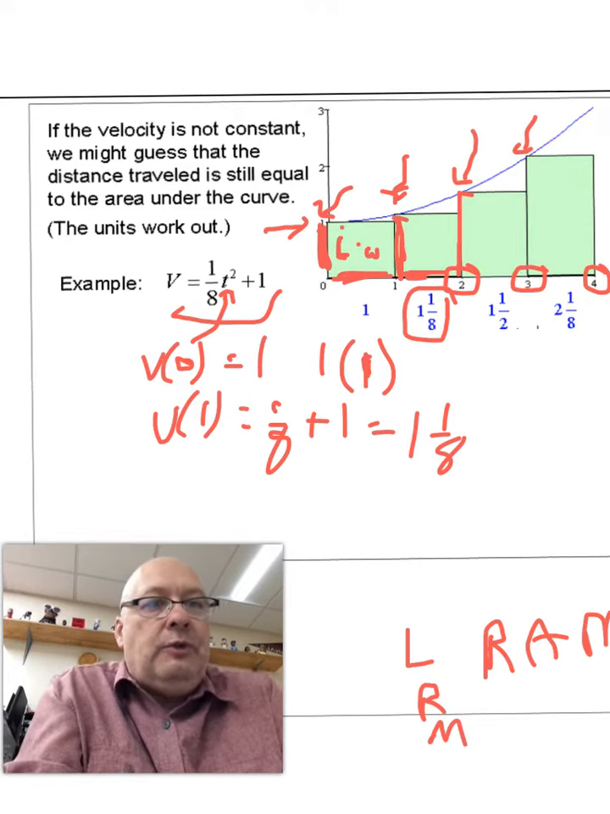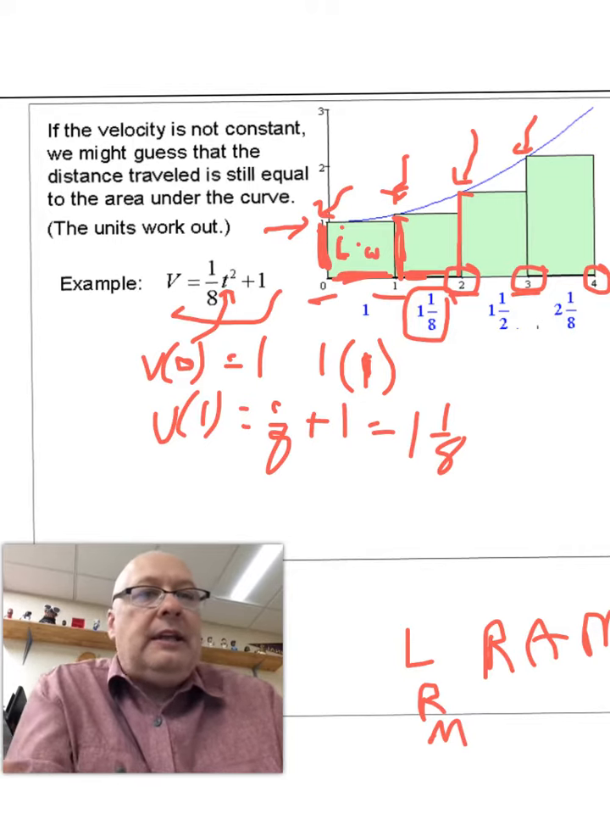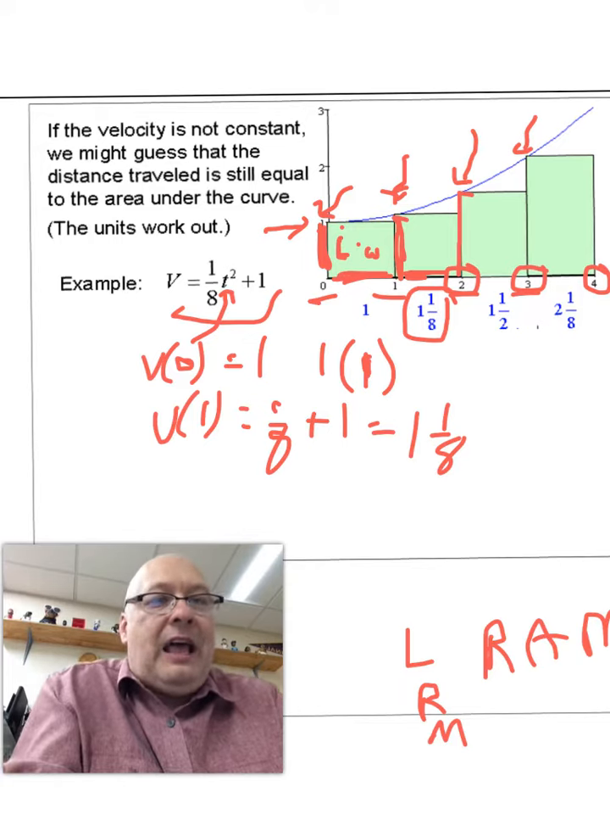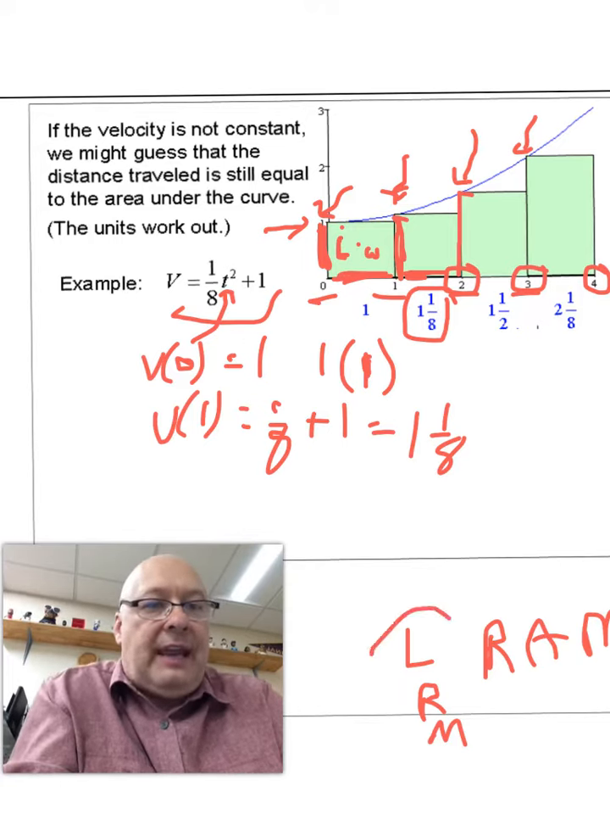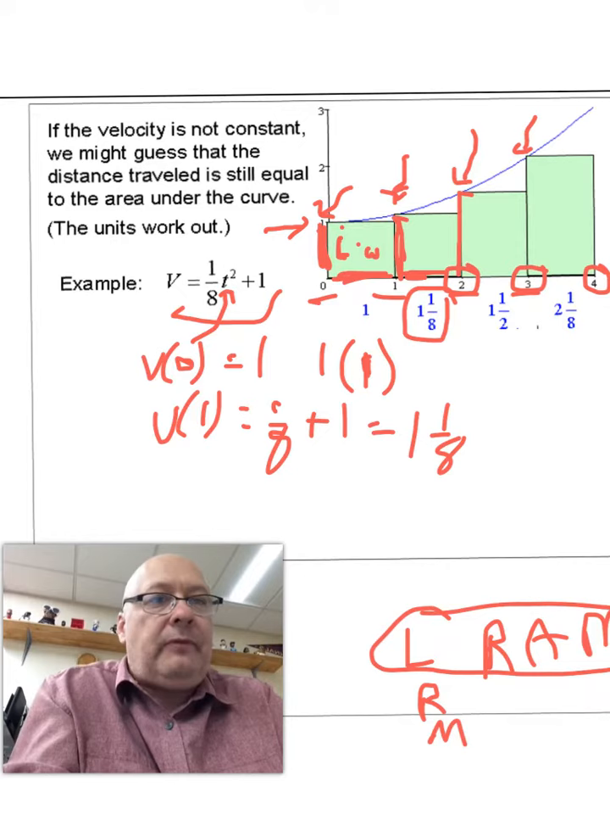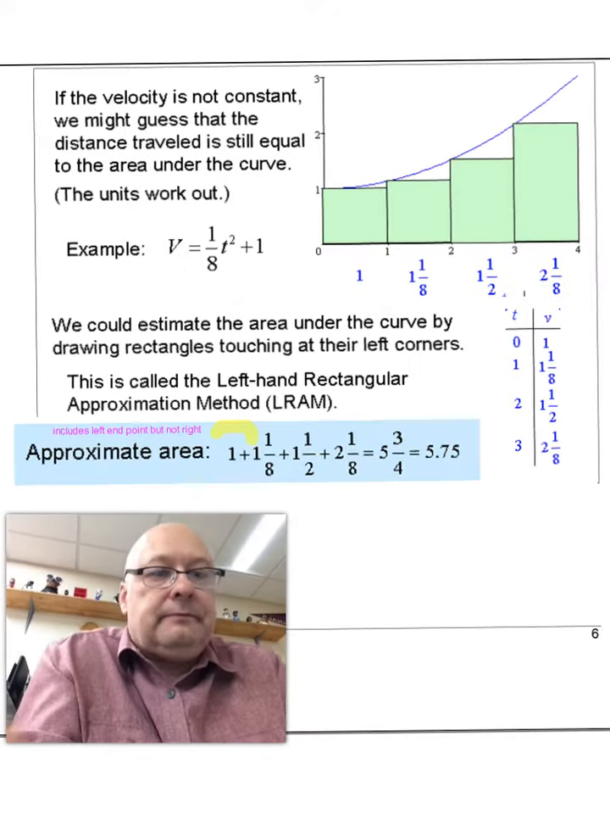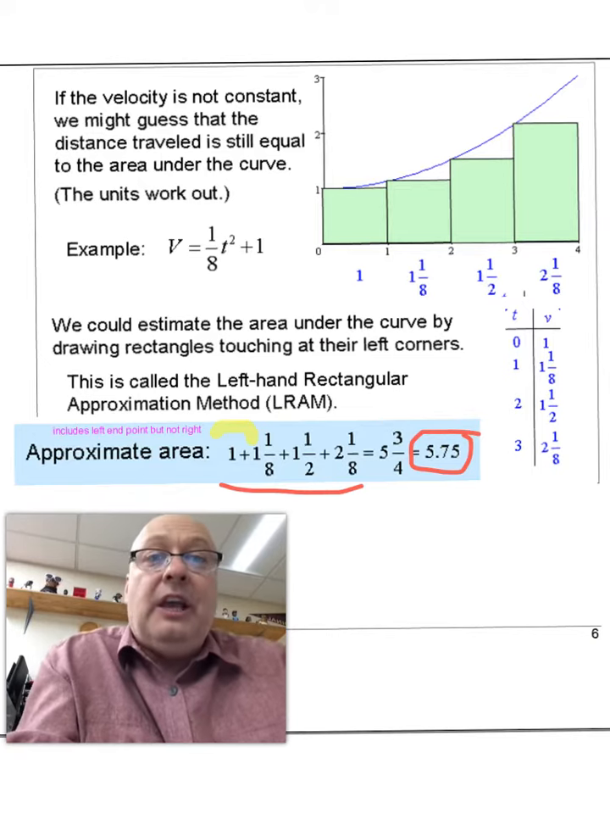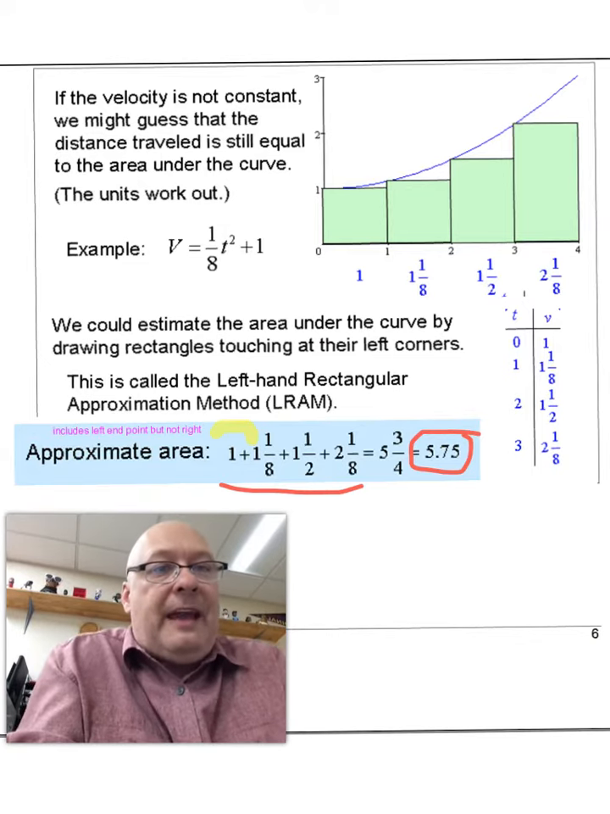So notice how I'm using f of 0, f of 1, f of 2, f of 3 to get the heights of those 4 rectangles on a left-hand rectangular approximation method. And then all I'd have to do is add those up. As I add those up, I get an answer of 5.75. You can certainly use decimals or fractions, you get common denominators, you can really do whatever you want. But that gives me the area of these 1, 2, 3, 4 rectangles.